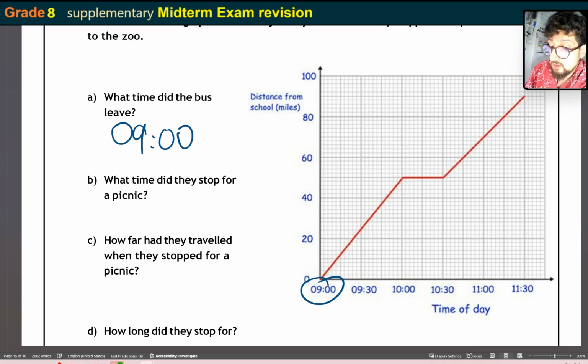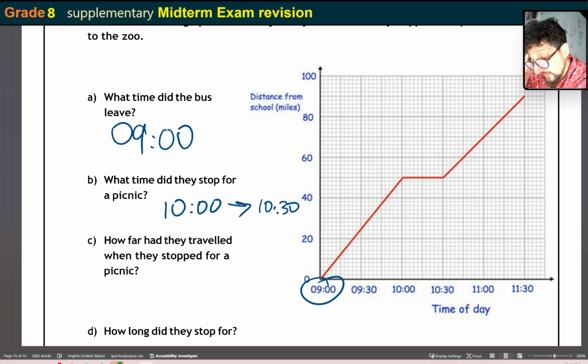What time did they stop for a picnic? They stopped for a picnic right there, as you can see. So they stopped at 10 o'clock, and it's 10 to 10:30. It doesn't show us the duration, but just to have complete answers there, so 10 to 10:30, they stopped.